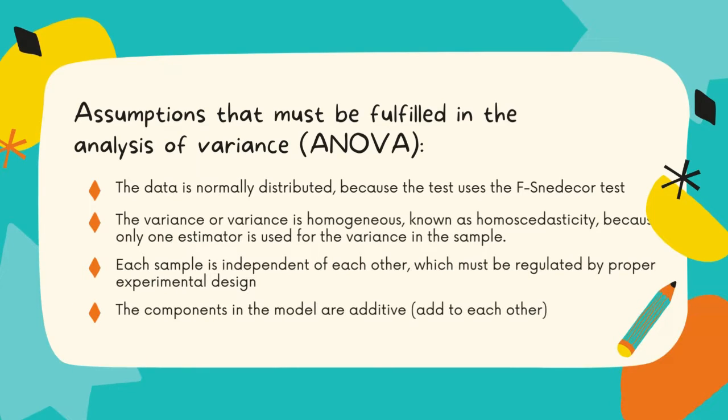The assumptions that must be fulfilled in the analysis of variance. The first, the data is normally distributed, because the test uses the F test. And the next, the variance is homogeneous, known as homoscedasticity, because only one estimator is used for variance in the sample. And the next, each sample is independent of each other, which must be regulated by proper experimental design. And the last, the components in the model are additive, or add to each other.